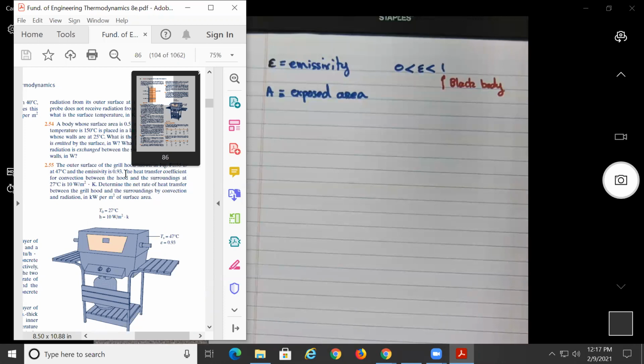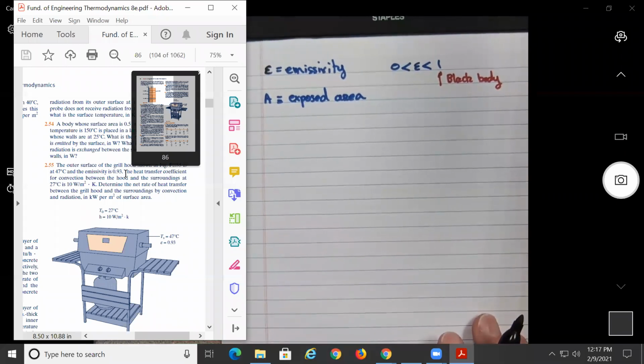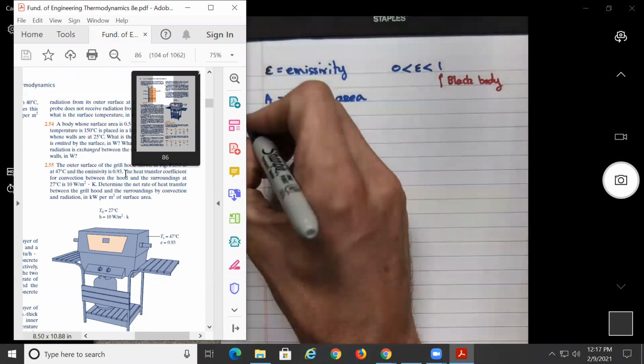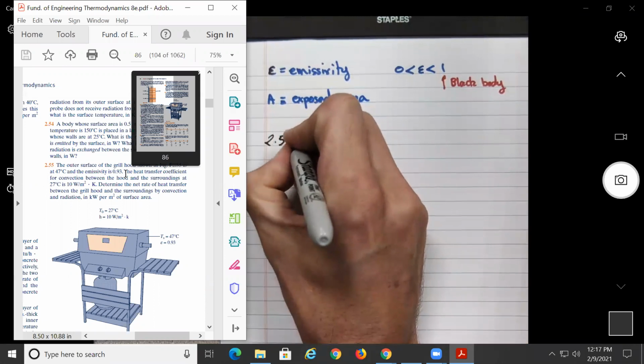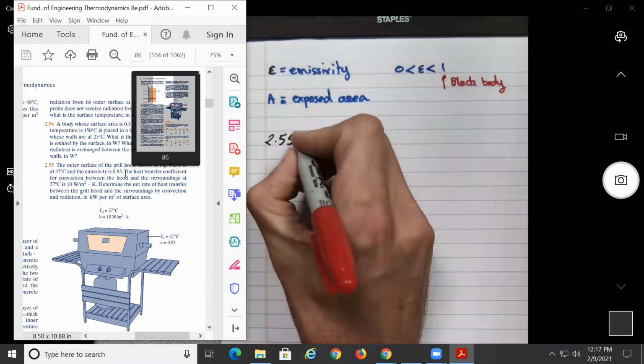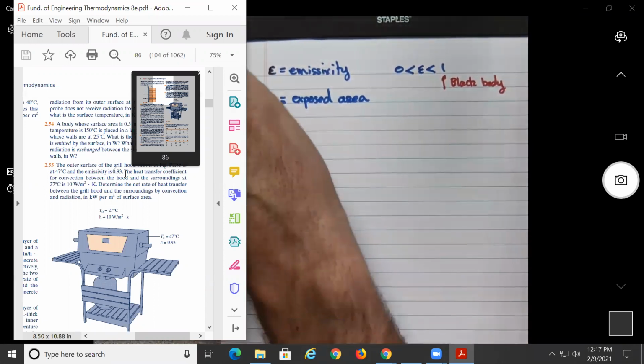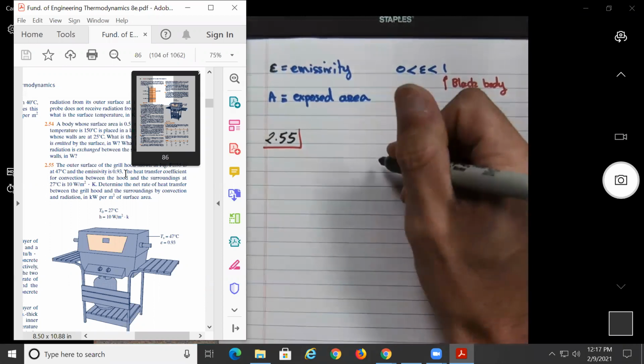I mean, this is extremely easy, but obviously we need to do an example. So let's do the figure. So this is problem 255 on the 8th edition. All right, so let's do a picture of the grill.